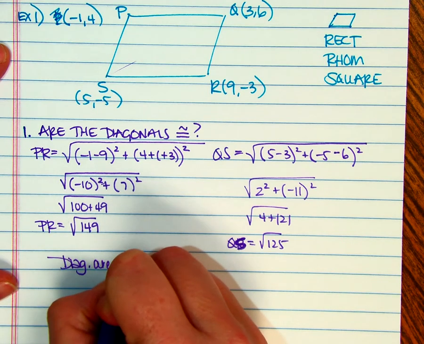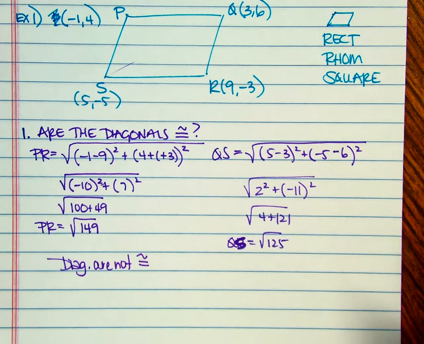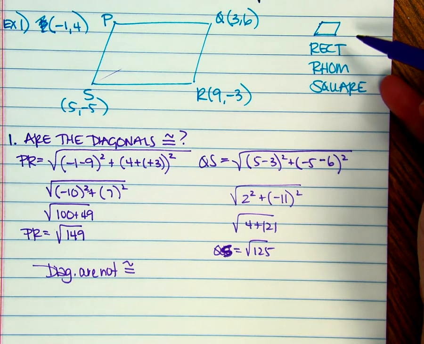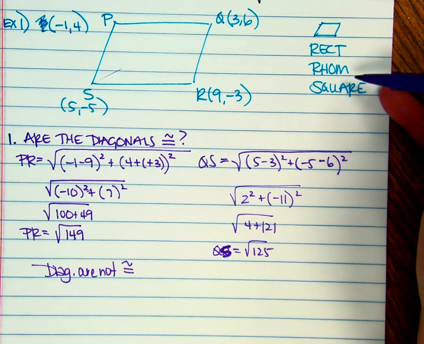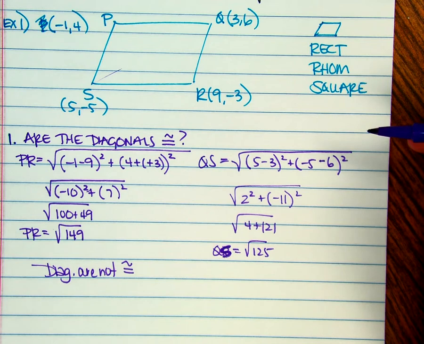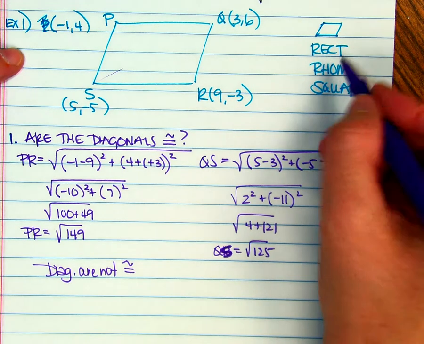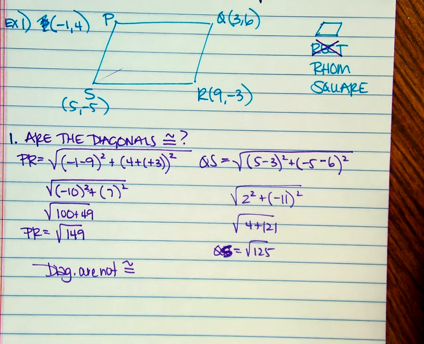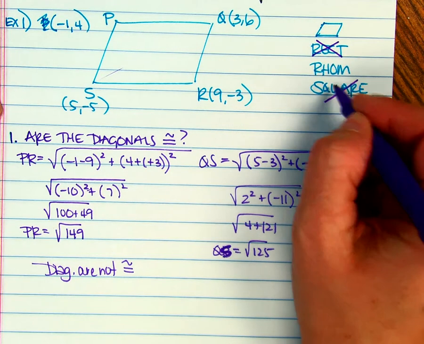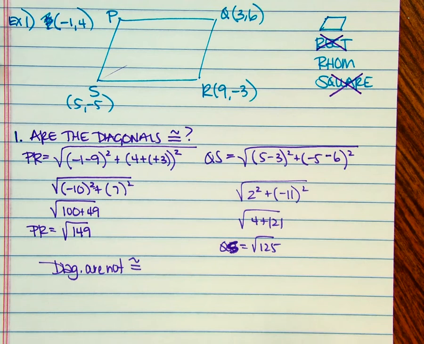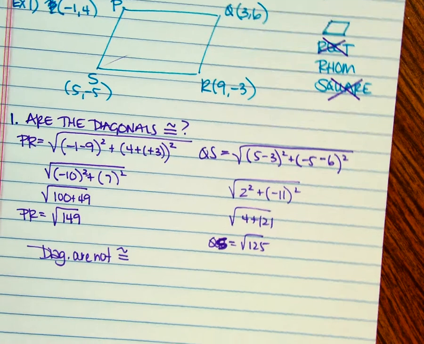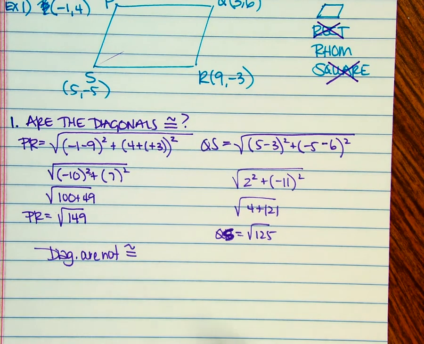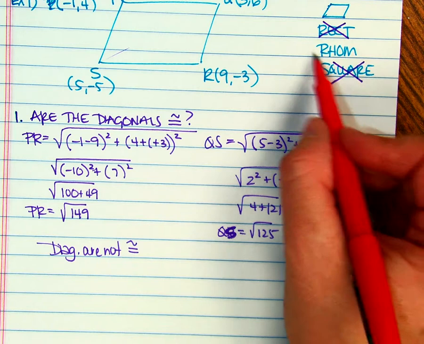So I'm going to go back up to this list. If diagonals are not congruent, then what does it rule in and rule out? Well, I know that diagonals are congruent in a rectangle, so this can't possibly be a rectangle. I know that diagonals are also congruent in a square, so this cannot possibly be a square. So right now, it could be either a parallelogram or a rhombus. Okay? So, again, I like to go with the most specific, and I'm going to go with a rhombus as far as what makes a rhombus a rhombus.